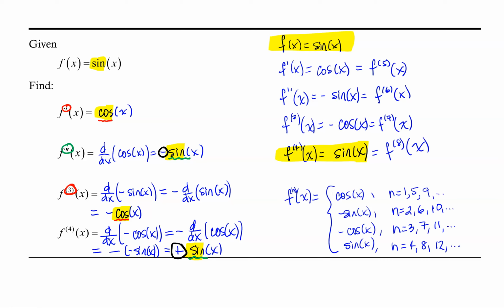So we could summarize this behavior with a piecewise defined function where our nth derivative of our function is equal to cosine of x if the index of the derivative is 1, 5, 9, and so forth. It's equal to negative sine of x if our index is 2, 6, 10, and so forth. Equal to negative cosine of x if our index is 3, 7, 11, and so forth. And the nth derivative would be sine of x if the index of the derivative is 4, 8, 12, and so on.